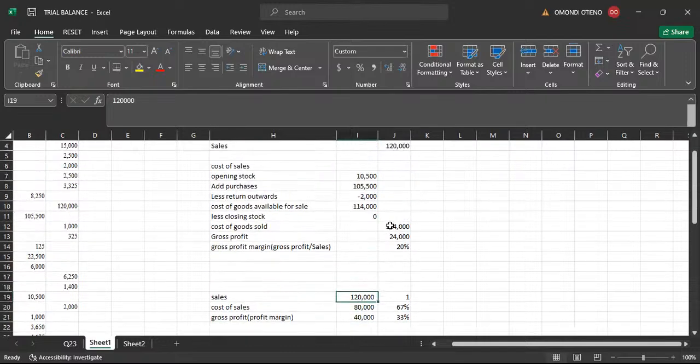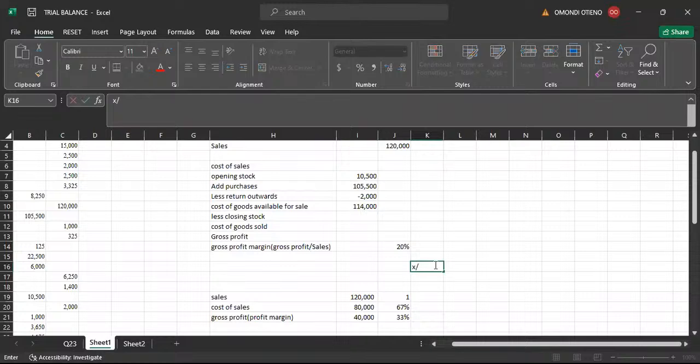Now we do not know all these things. The only thing we know is that we only have sales and we have the gross profit margin. So if we take gross profit and divide by sales, we are going to get 20% or 0.2. Gross profit X over 120,000 is equal to 20% or 0.2.